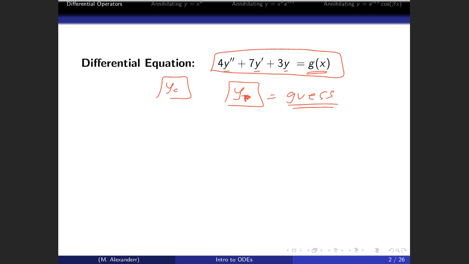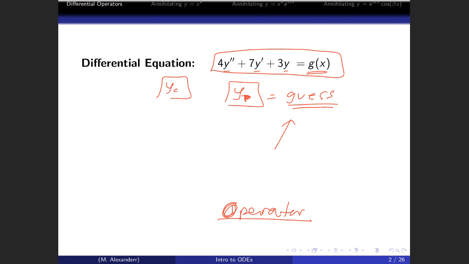And so it seems a little odd that we are just making a guess. So what we want to know is, how do we know to make the correct guess? Or how do we come up with a specific good guess? That's the purpose of this video and the next video. In this video, we're going to talk about operators. This is an O in the very beginning. We're going to talk about operators.